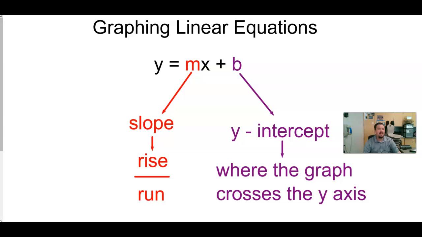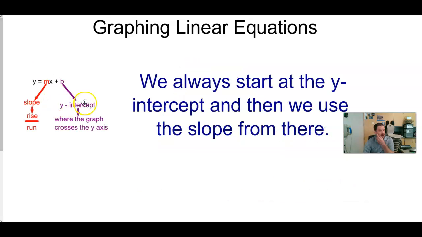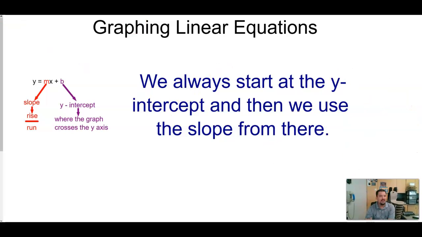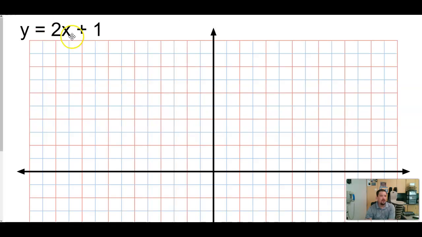All right, so let's go ahead and look at this. We will always start at the y-intercept. And then from the y-intercept, we're going to do our slope. We're going to do our rise and our run after we have started at the y-intercept. So let's go ahead and take a look at a couple examples at how this works.